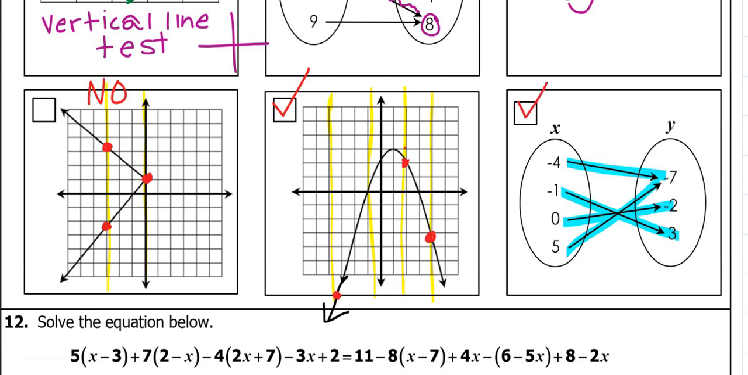Now you may notice -4 and 5 goes to -7. That's okay. You can have different x values go to the same y value. Y values can repeat. You don't want your x values to go to more than one y value. So this is okay. Let's move on to number 12.